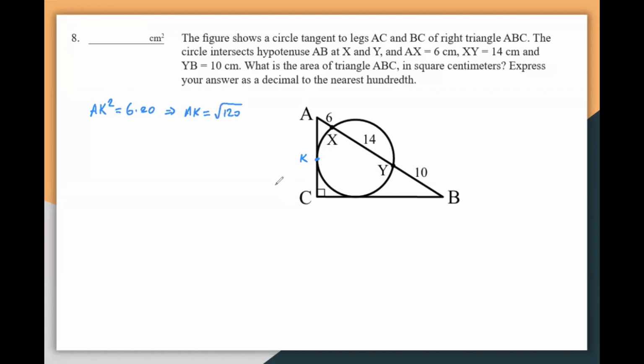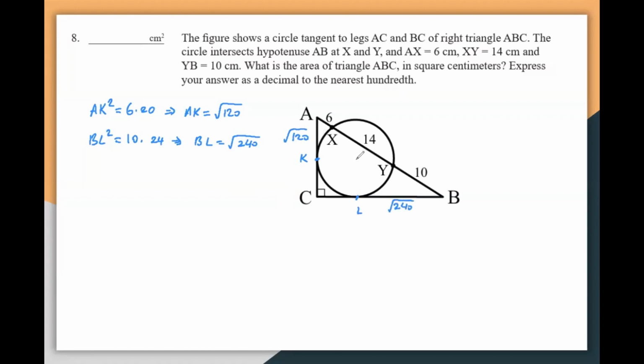Right now I'm just going to leave it as it is, and simplify only if I need to. Then if I use the same thing, let's call this tangency point L. Taking B as a point outside of the circle, drawing two lines, one tangent and one secant, the square of BL is equal to the distance from B to the first intersection, which is 10, times the distance from B to the second intersection, which is 14 plus 10, which is 24. So we get BL as the square root of 240. So this is the square root of 120, and this is the square root of 240.